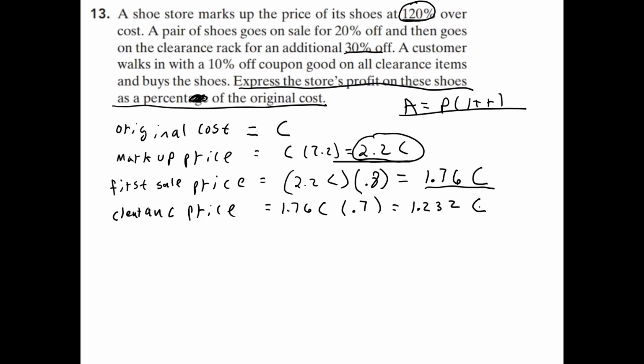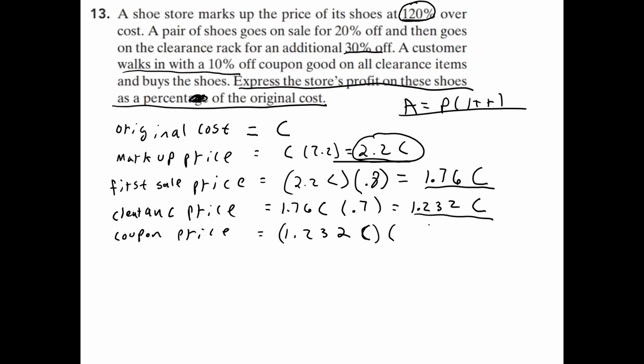So our clearance price is 1.232 times the original cost. Right? So we're still making some money on this. We're still making 23.2% above the original cost. But then a customer walks in with a 10% off coupon. So the coupon price, now this is my base price, 1.232, and we're going through a 10% discount.